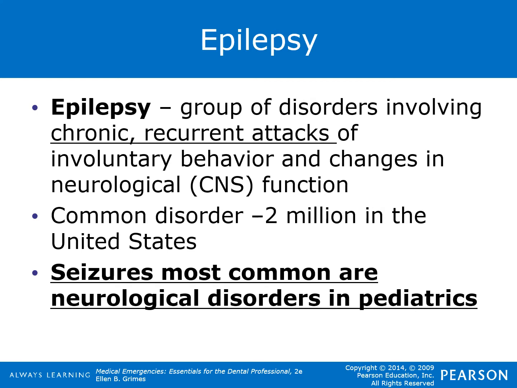Epilepsy is a group of disorders involving chronic, definite, recurrent attacks, with involuntary behavior and changes in central nervous system function. It's a very common disorder. At the time of this book's printing, there were about 2 million cases in the United States. And seizures are the most common neurological disorders in pediatrics.